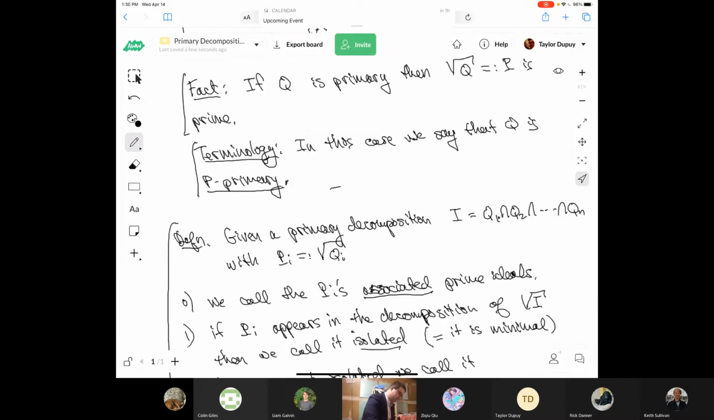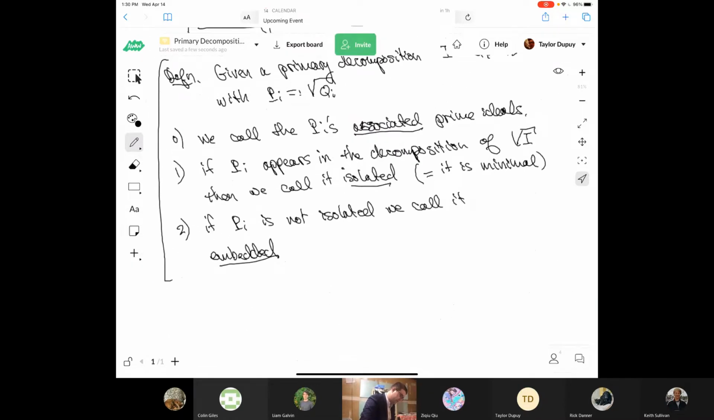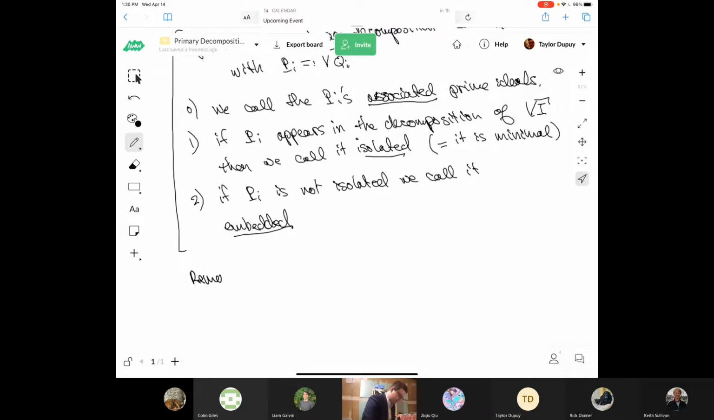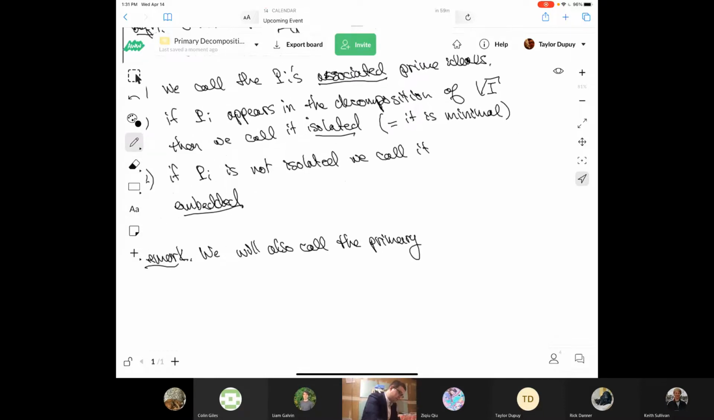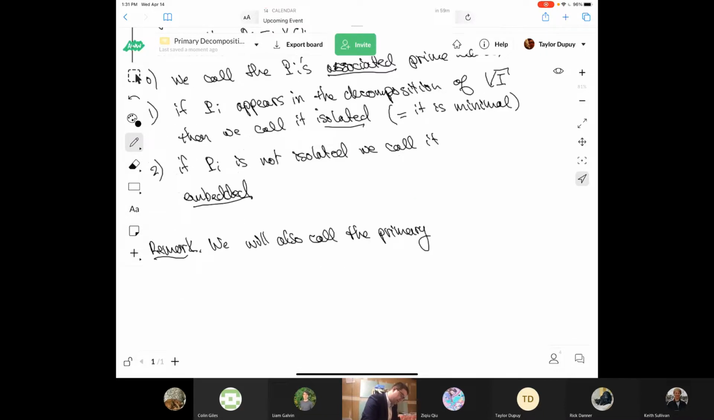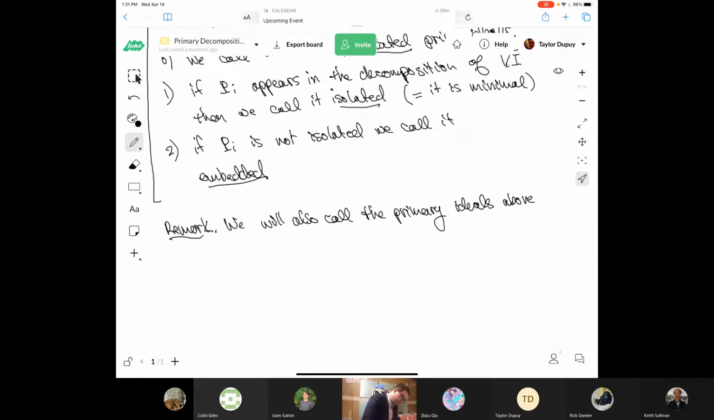Let me just say also, we will also call the Qi's the primary ideals. Sometimes these are called components, though. The primary ideals above prime ideals.